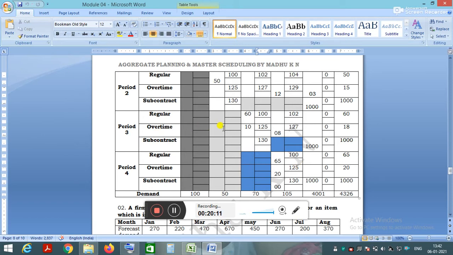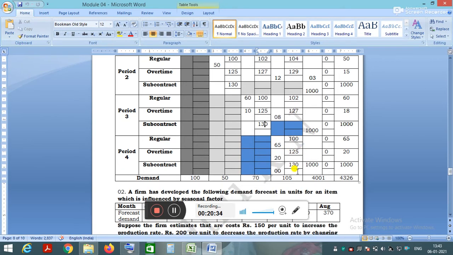Also in period 3 we can produce an extra 8 products because the capacity is 18, but we produced only 10. If we produce 8 more products and store them for period 4, it costs 125 plus 2, which is 127. But the overtime cost of period 4 is 125. Therefore, we allot the products first in period 4 itself.